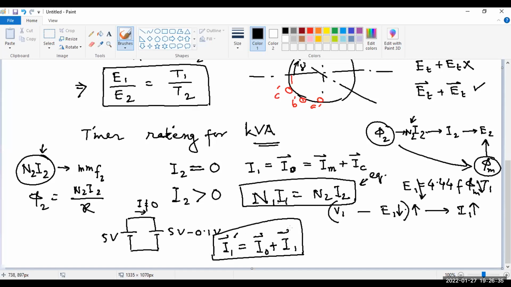Can you see the whiteboard? Can you see the paint screen? Yes, sir.